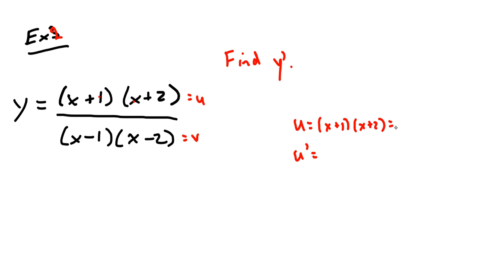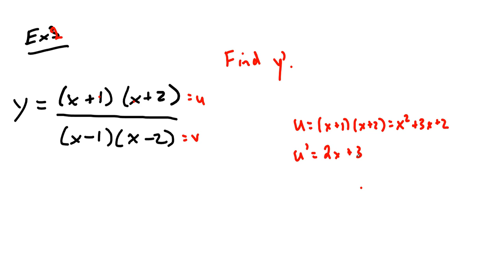But I don't like the product rule because it's really long and messy, so I'm just going to distribute this through and make it a little bit nicer. So I'm going to make this x squared plus 3x plus 2. That makes my life a lot easier. So I know the derivative is going to equal 2x plus 3.